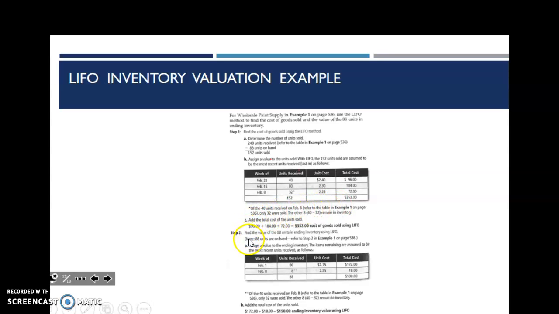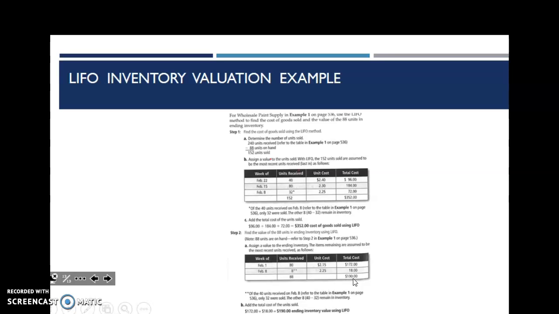Now we are going to find the value for the 88 units in ending inventory. We start back at the first of the month, we have 80 units, and then we have 8 units from February 8th left that will make up our 88 units in inventory. And if you go back and take the unit cost for each of these, multiply it out and add them up, our ending inventory is worth $190.